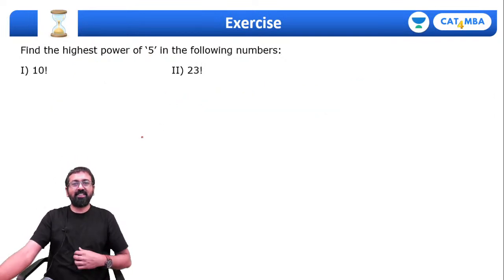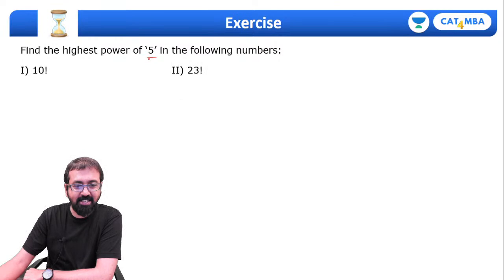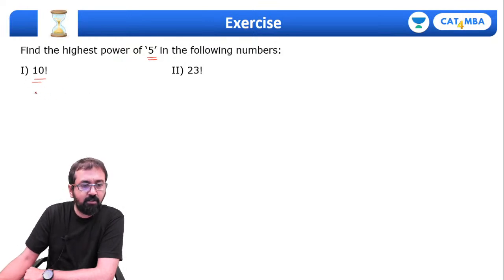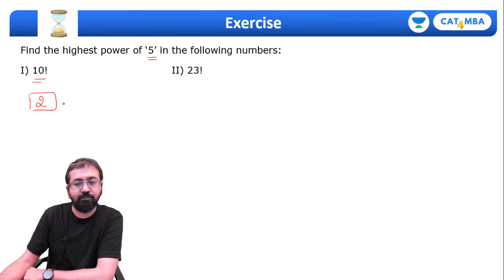Okay. So here is the next question. See, once again, 5 is a prime number. So now you need to find out the power of 5 in 10 factorial. So we can do it with the normal method. 10 divided by 5, quotient is 2, and 10 divided by 5 square, of course it's more. So this is the power of 5 in 10 factorial.